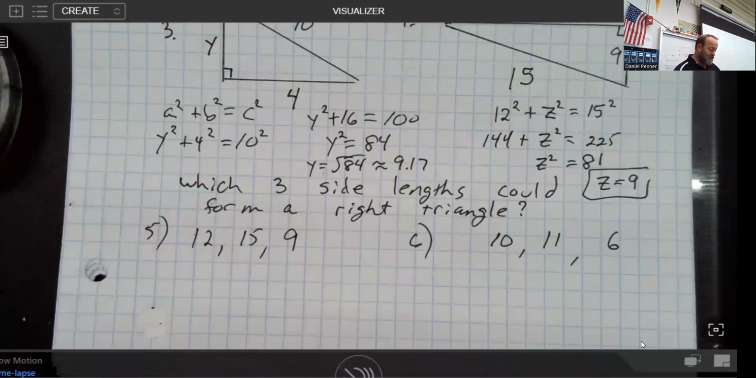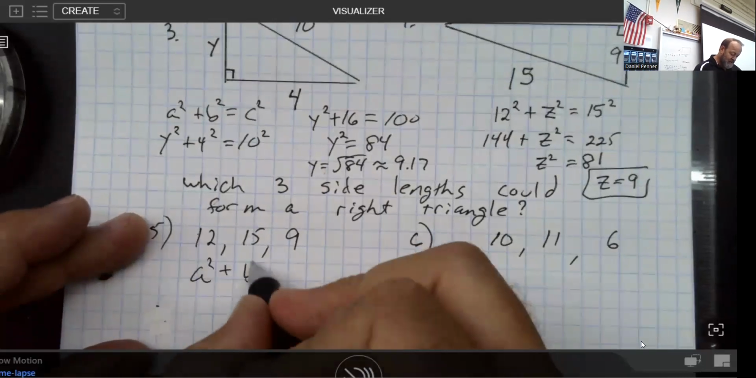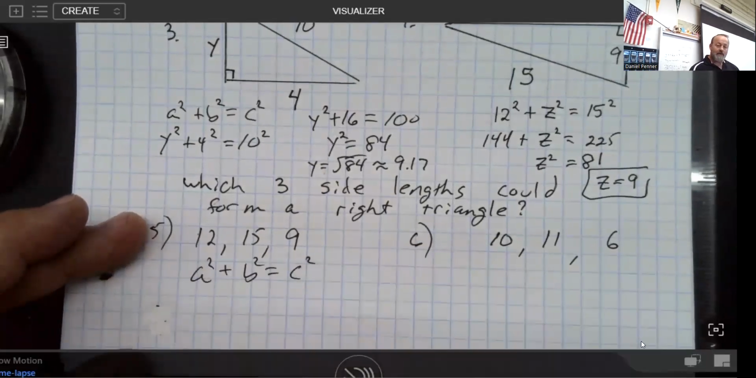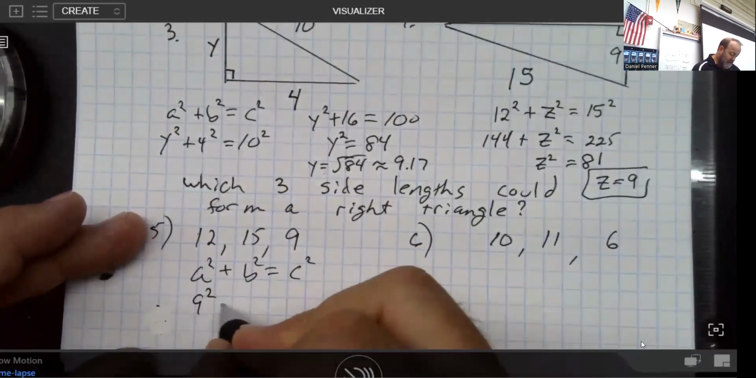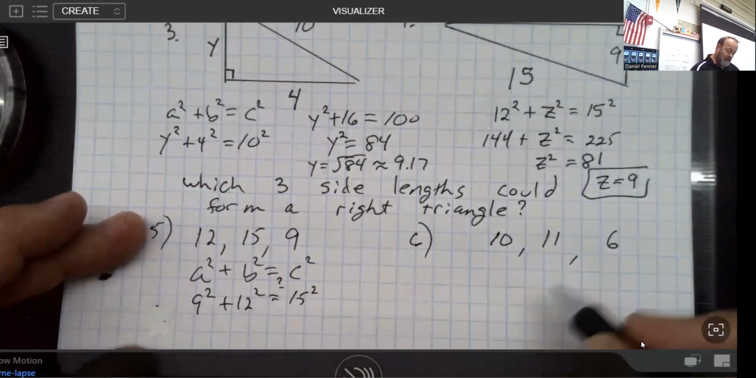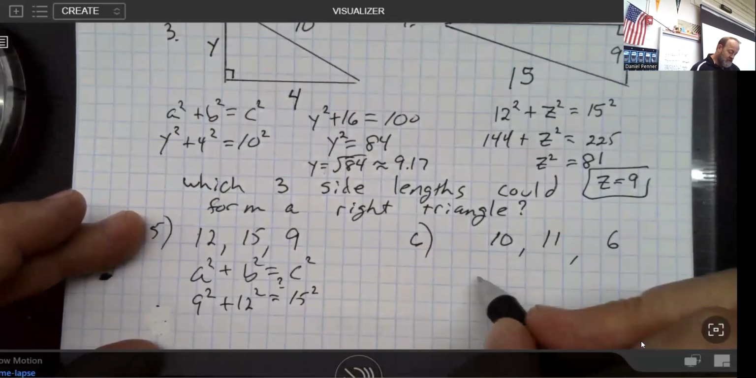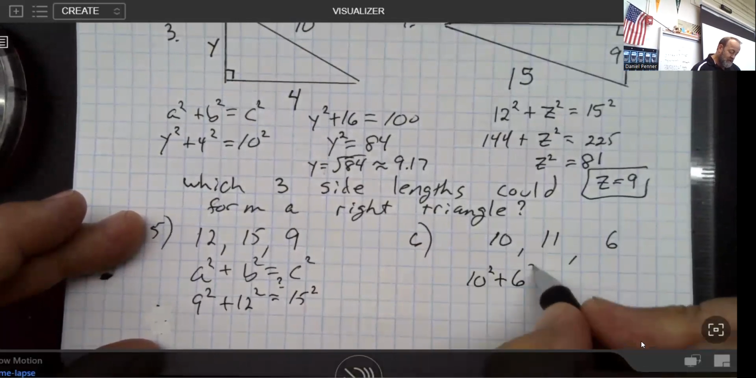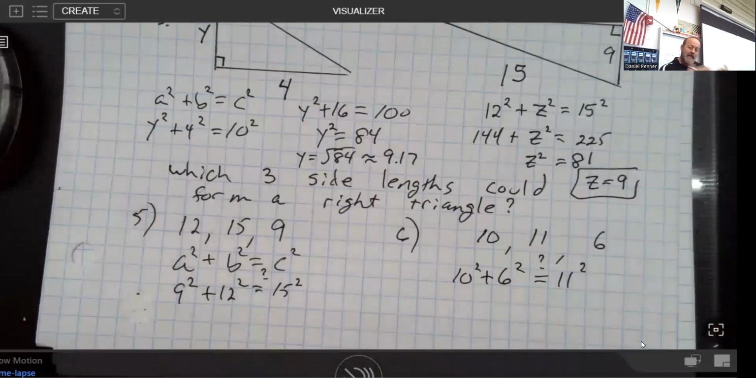So an example of this would be leg squared, and this is a question. Is this true or is this false? Now remember, the hypotenuse is always the longest side. So is it true that 9 squared plus 12 squared equals 15 squared? That's a question. Is it true that leg squared plus leg squared equals hypotenuse squared? So I could say 10 squared plus 6 squared is 11 squared. I'm asking, is that actually a true statement? And we're going to find out, is this actually forming a right triangle?